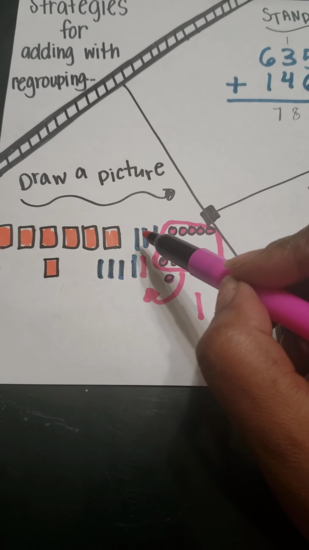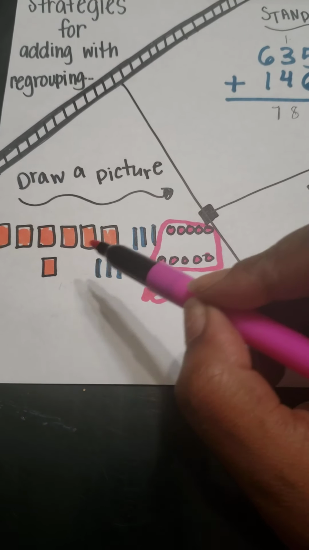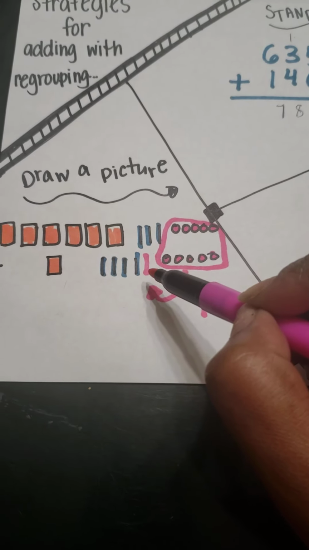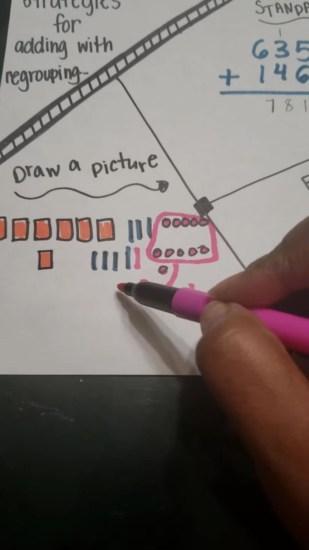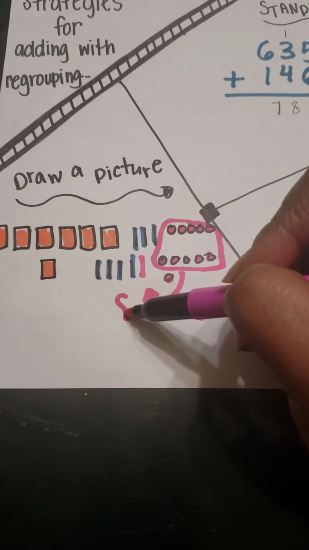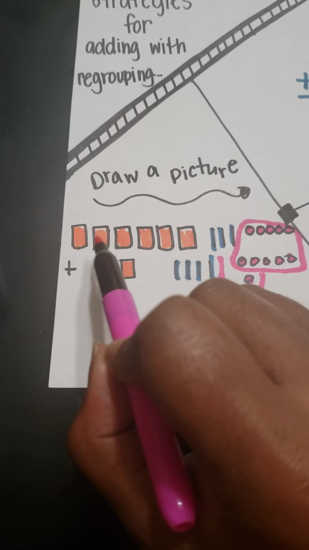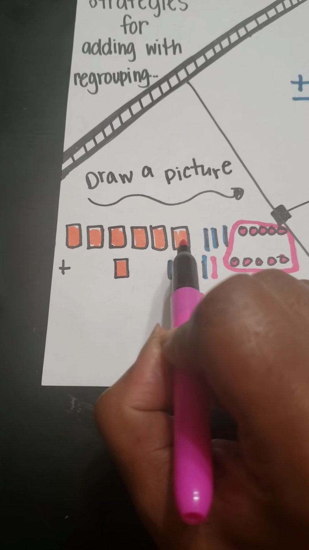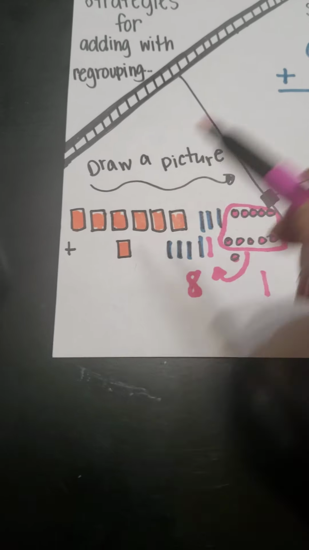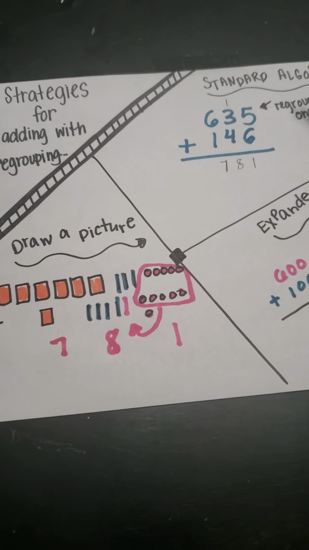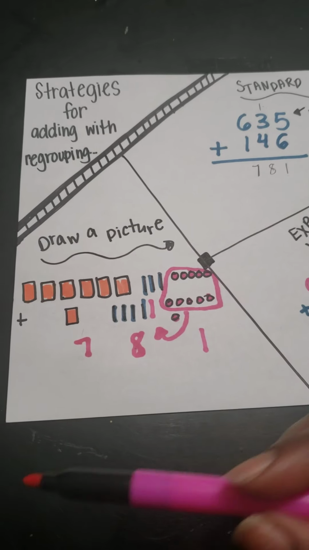As we go over to the tens, we count 1, 2, 3, 4, 5, 6, 7, plus the 1 we added. So now we have 8 tens. So I'm going to go ahead and put that down. And then as we count our hundreds, we have 1, 2, 3, 4, 5, 6, 7. And as you see, our answers for our standard algorithm and draw a picture are the same.